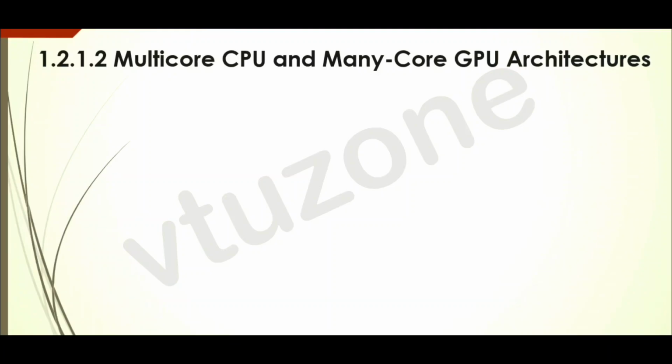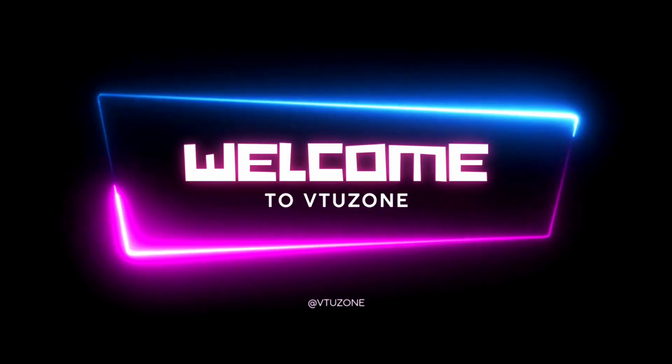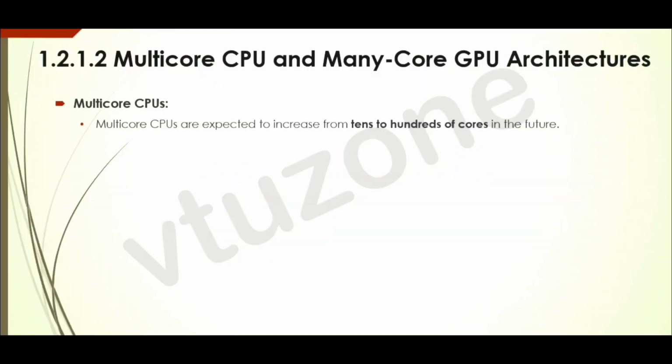Today we'll start from Multicore CPU and Manycore GPU architectures. So, Multicore CPUs. Multicore CPUs are expected to increase from tens to hundreds of cores in the future. See, modern CPUs have multiple cores, like having many small processors in one chip. Yes, in the future they may have hundreds of cores.